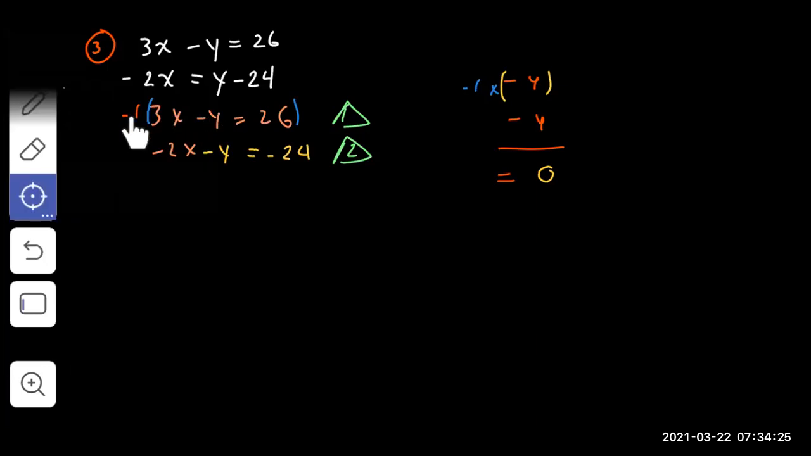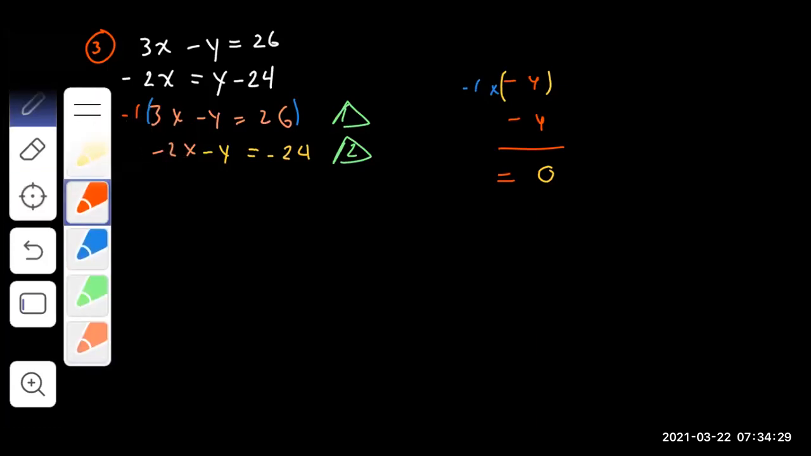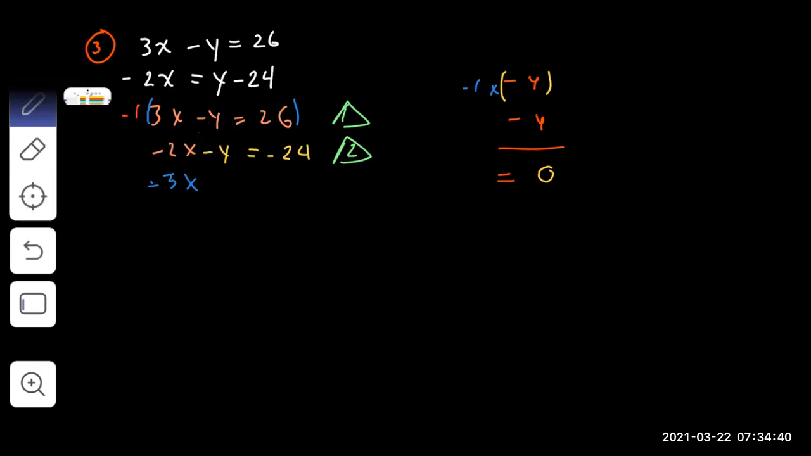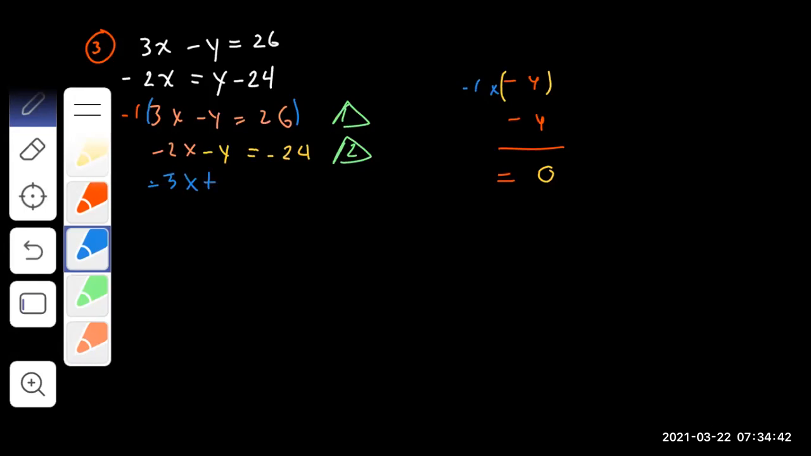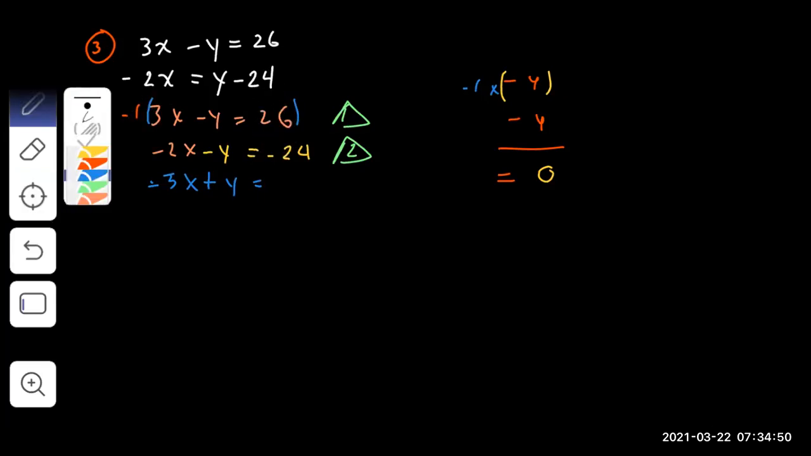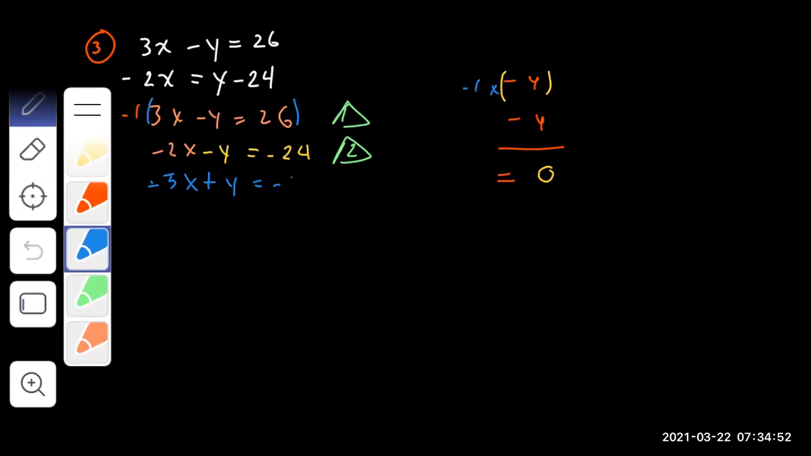Okay, negative 1 times 3. What is negative 1 times 3, guys? Negative 3x. Correct. I'm going to copy it right here. Okay, and then negative 1 times negative y, negative and negative, is positive y equals, and then negative 1 on the right side, guys. Don't forget it. Negative 1 times 26, negative 26. Thank you very much.